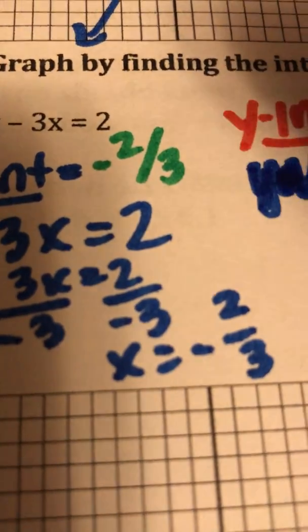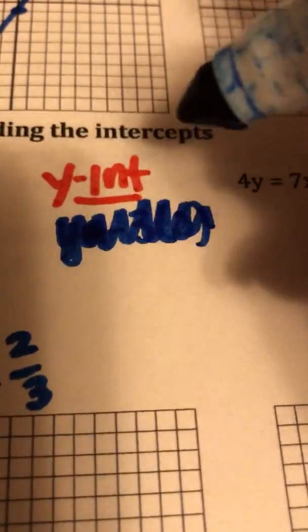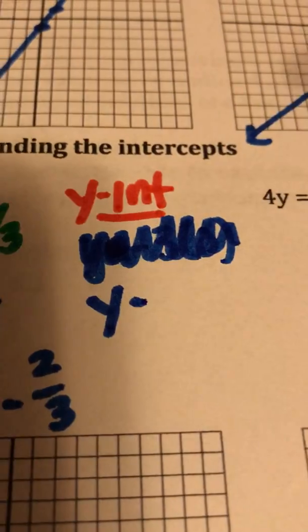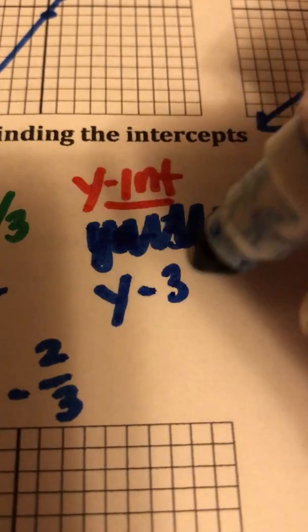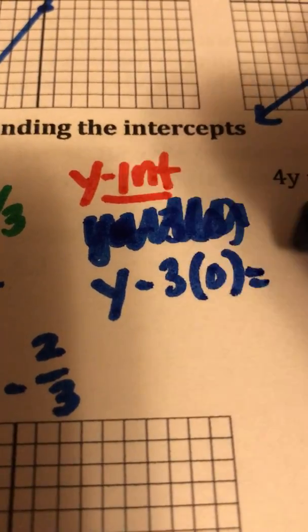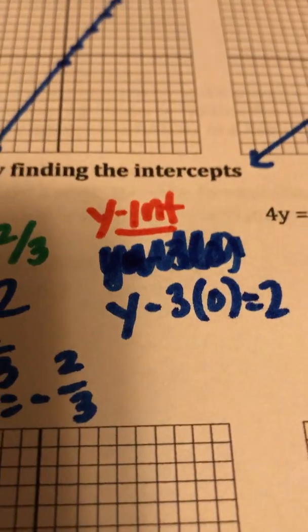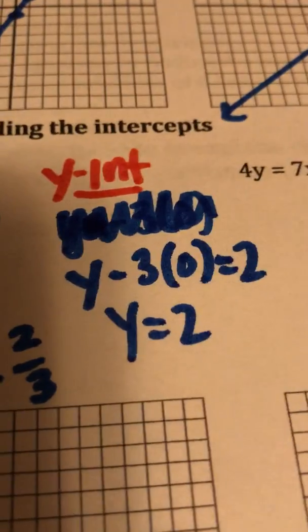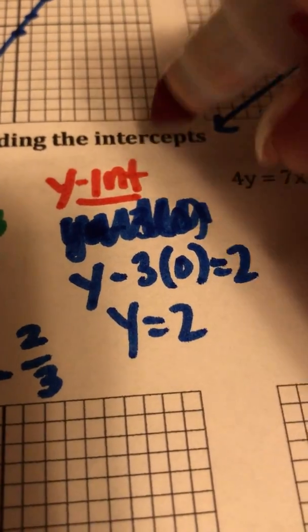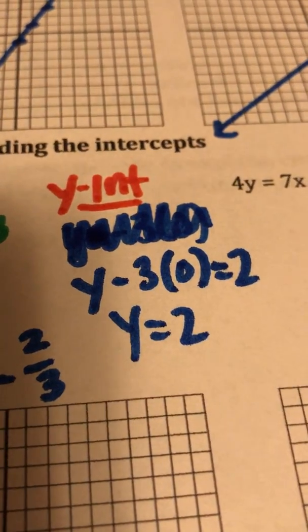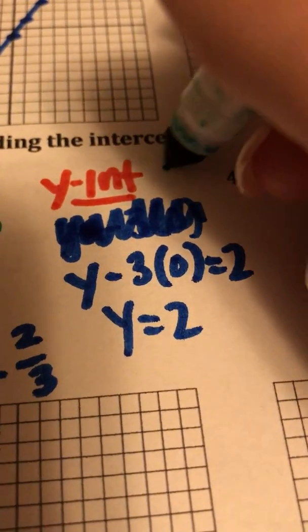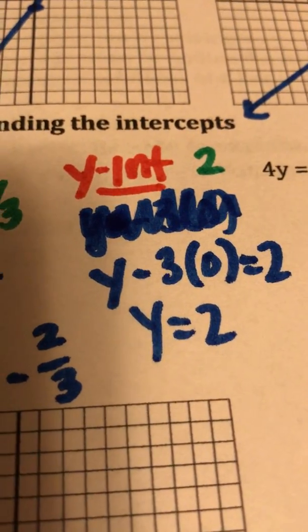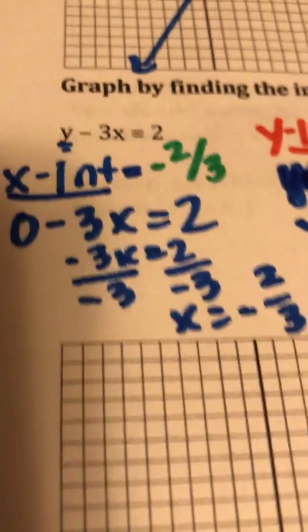Oh, dear. Okay, I'm going to rewrite that one. Sorry about that. y minus 3 times 0 equals 2. Now, 3 times 0 is 0, so we have y equals 2. So now we have a y-intercept of 2.